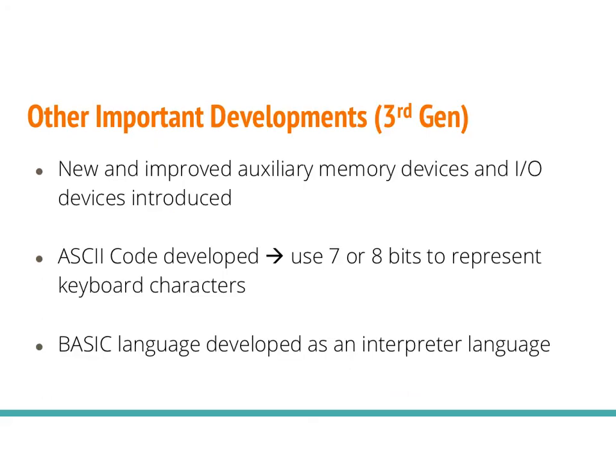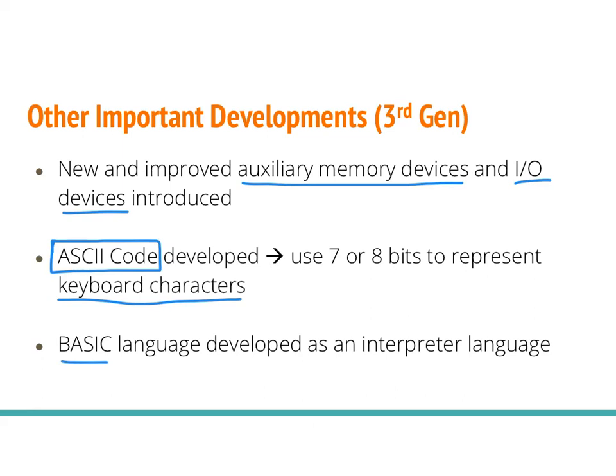Now, as computers continue to develop in that third generation time frame, there were some other notable developments. First is that the auxiliary memory devices and input-output devices were starting to be introduced. So these were starting to be things that we could add on to our computers. In addition to that, something by the name of the ASCII code was developed and essentially allowed us to use binary to represent keyboard characters. The third notable development here is that the BASIC language was developed during this time frame, and it was developed as what's called an interpreter language.